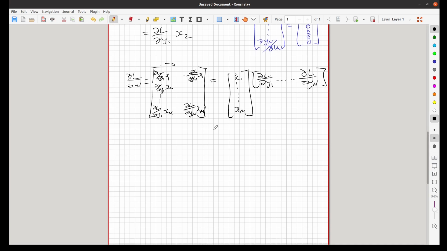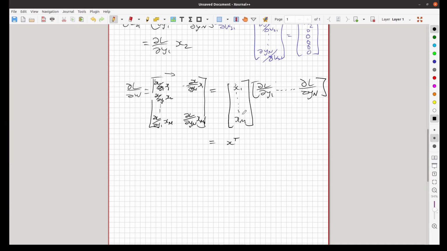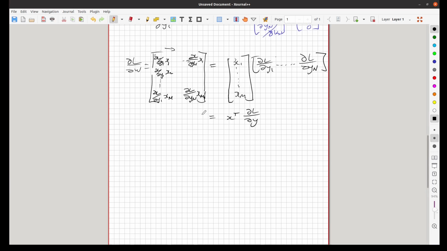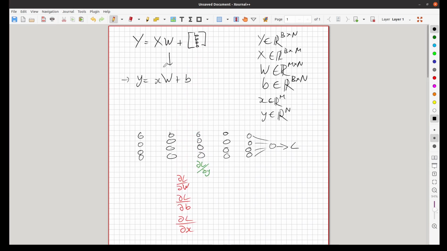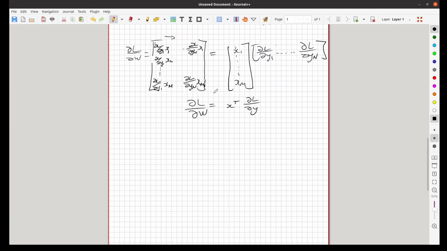And then if we write that out again, that's just x transpose, if we considered x to be a row vector before, and then your dL by dy. And this is your expression: dL by dW equals x transpose dL by dy. There's one more question here: how do we get back to the batch version of it?